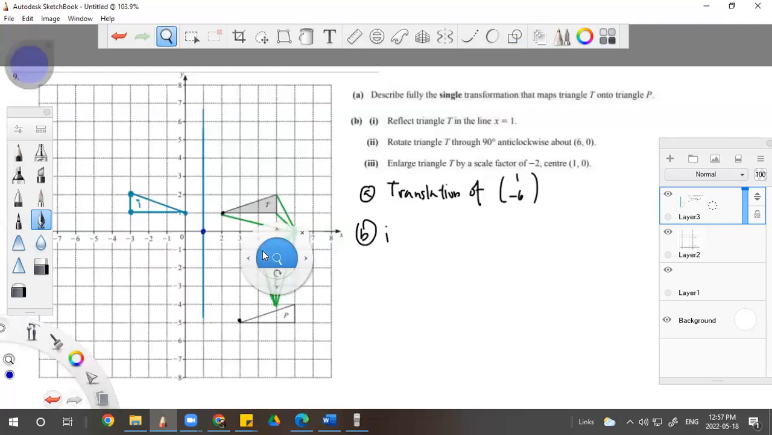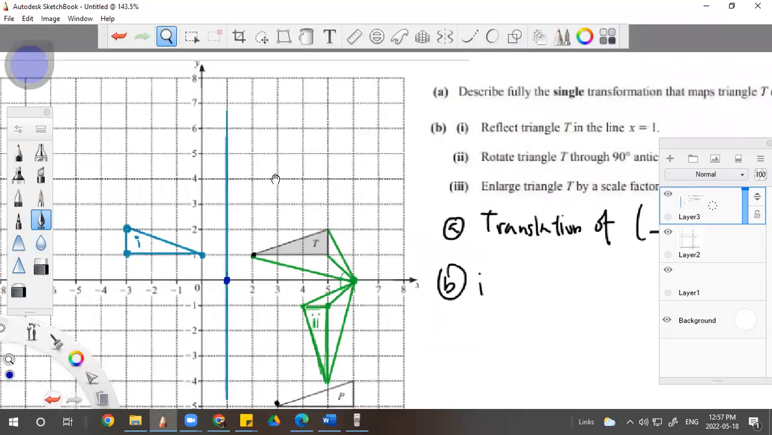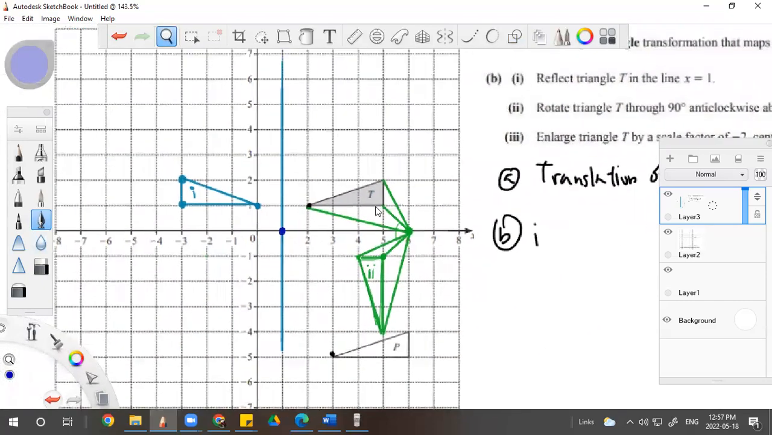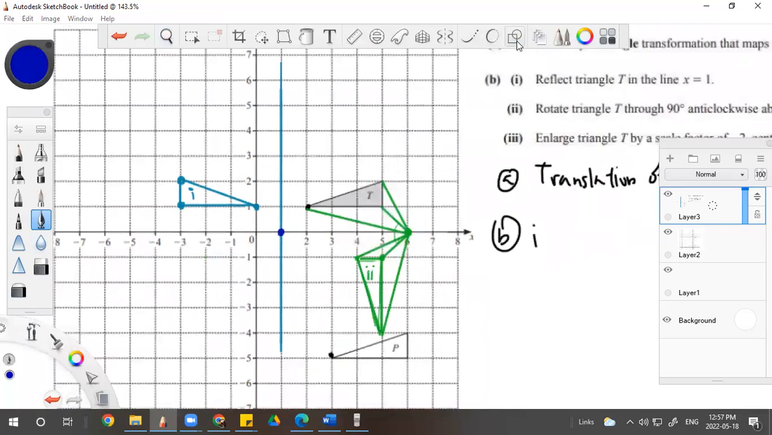Right? And then triangle T again, and the scale factor is negative 2. Negative 2 means it's on the opposite side. If it's on the opposite side, it's double the size. So it goes here.